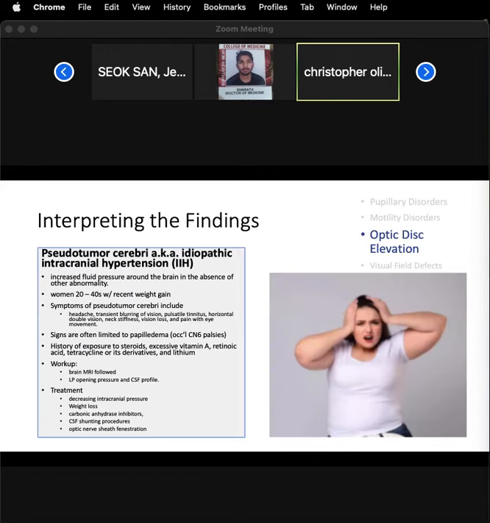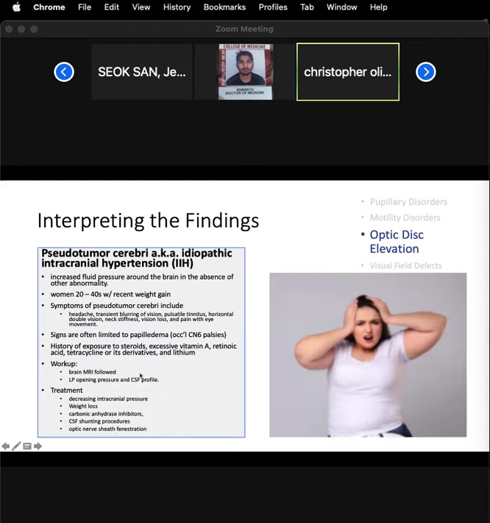Okay. So IIH or idiopathic intracranial hypertension can produce papilledema as mentioned a while ago. So this is due to an increased fluid pressure around the brain in the absence of other abnormality, which usually occurs in women around 20s to 40s with recent weight gain. Hence yung picture, parang obese female in their young years, 20s to 40s. So, symptoms of pseudotumor cerebri: headache, transient blurring of vision, diplopia, horizontal vision loss, neck stiffness, vision loss, pain with eye movement.